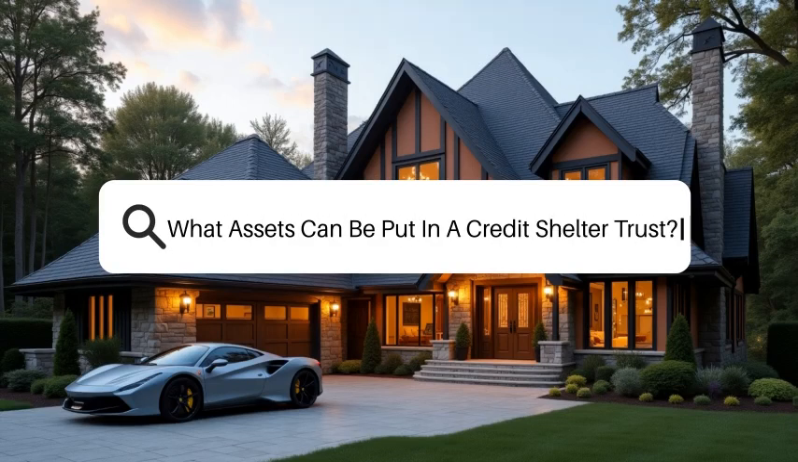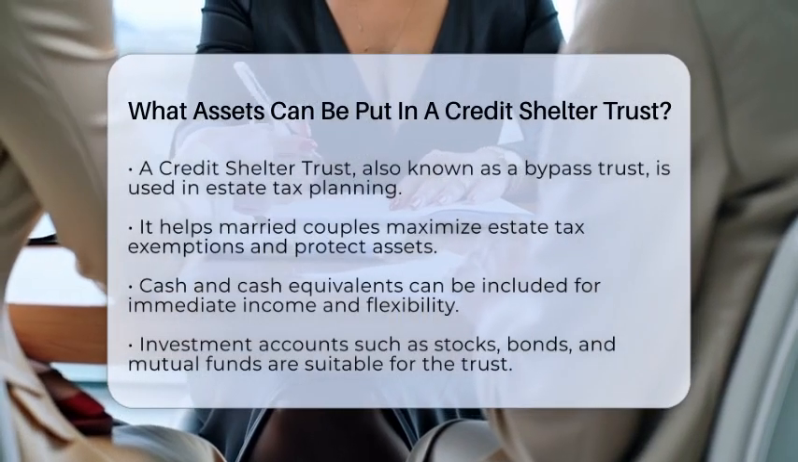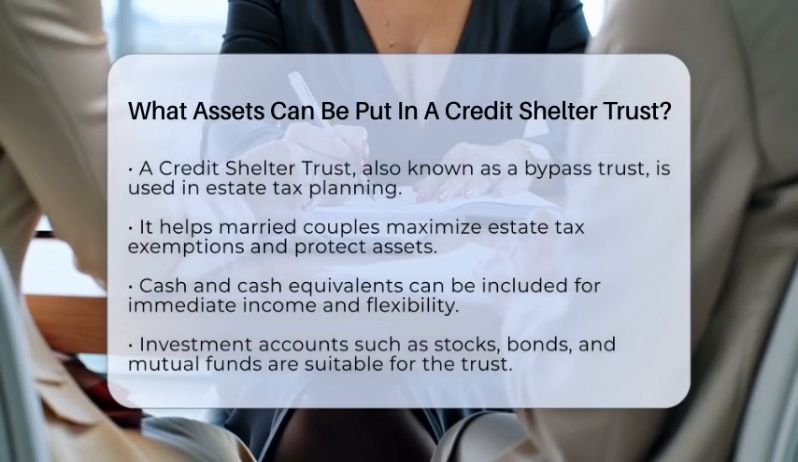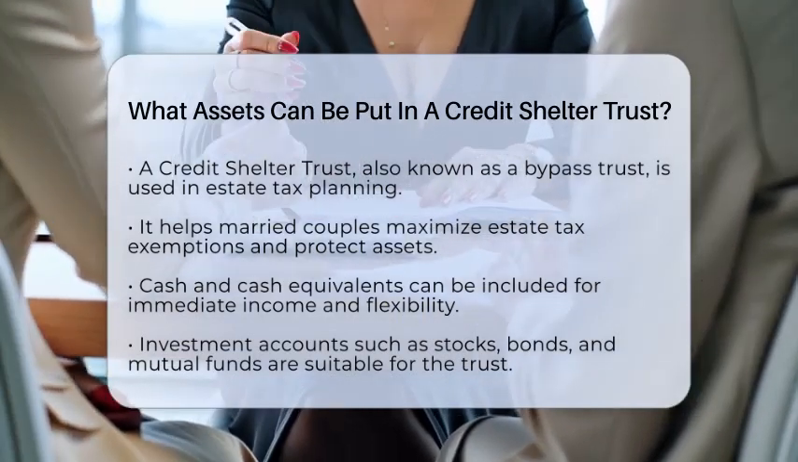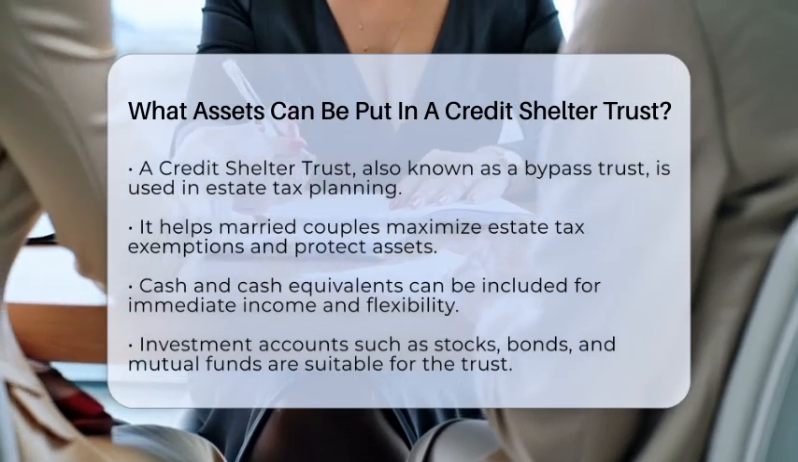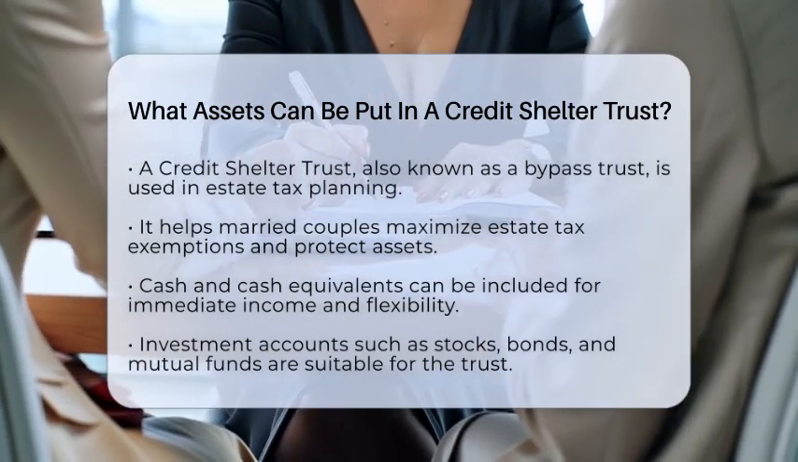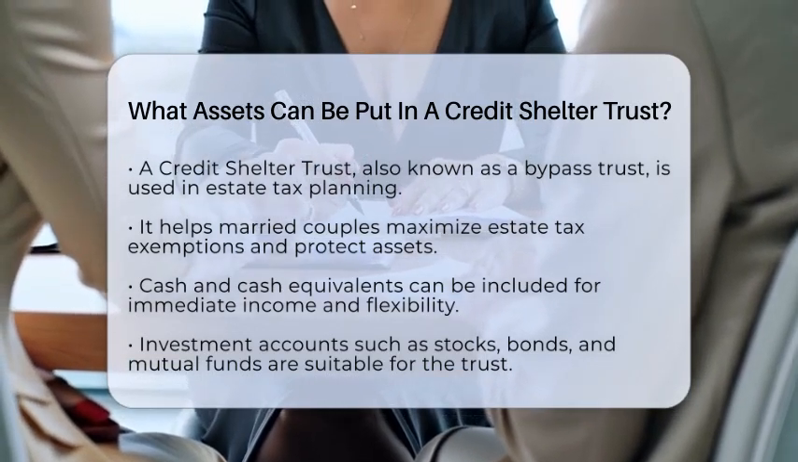What assets can be put in a credit shelter trust? When planning your estate, you may wonder what types of assets can go into a credit shelter trust. This trust, also known as a bypass trust, serves a specific purpose in estate tax planning. It helps married couples maximize their estate tax exemptions and protect their assets.